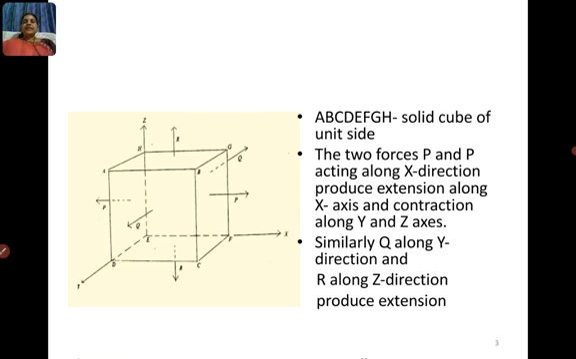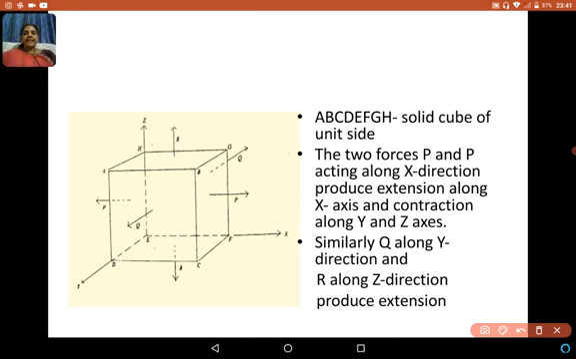Here we consider the forces P and P which are acting along the x direction. If you observe, this is P and P. They are acting along the x direction and these forces produce expansion along the x direction and contraction along the y and z axis.